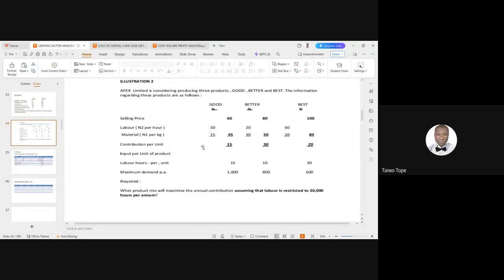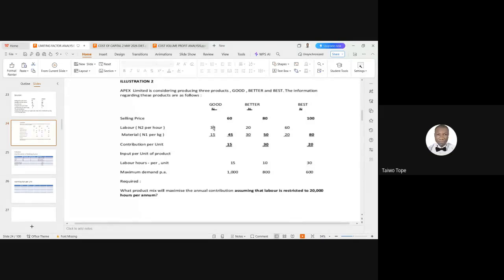Now, let's assume we are not given these values here. We need to derive them ourselves. We are not given 15, 10, 30. This value is 2 naira per hour, isn't it? How much do we spend overall on labor hours under Good? It is 30. Okay.